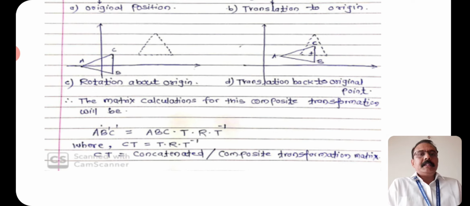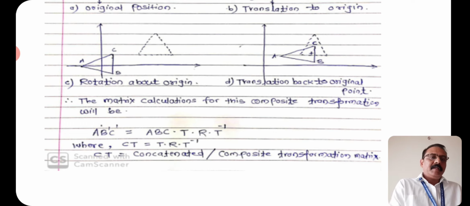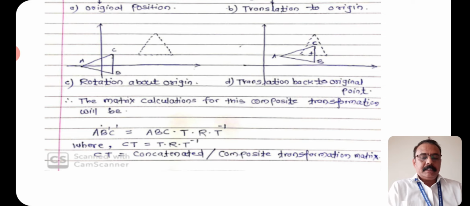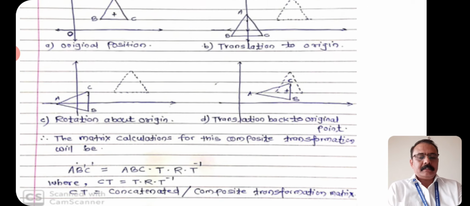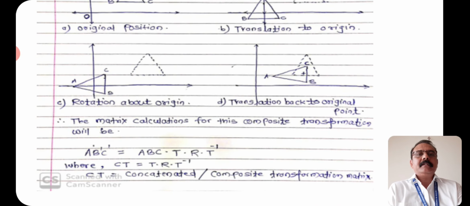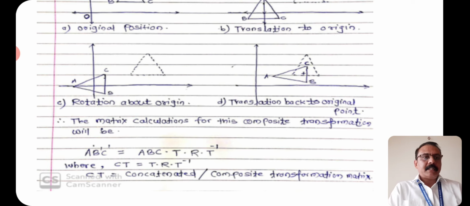Now it is very important, in multiple operations, to write the geometric transformations in the same sequence as they are performed. Here, first translation is performed, therefore we write capital T. Then rotation, therefore we write capital R, and then inverse translation, capital T inverse. And matrix calculations always start from right to left.